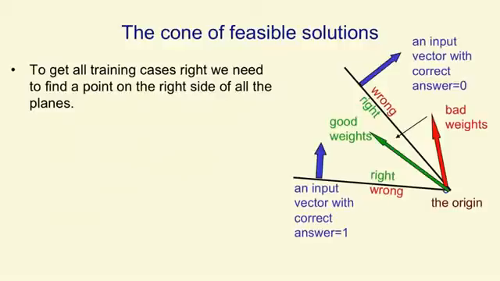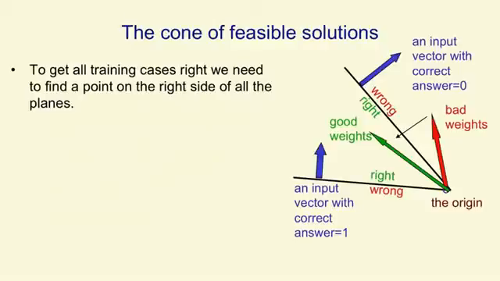I've moved the input vectors over so we don't have all the vectors in quite the same place. And now you can see that there's a cone of possible weight vectors, and any weight vectors inside that cone will get the right answer for both training cases. Of course, there doesn't have to be any cone like that. It could be there are no weight vectors that get the right answers for all of the training cases. But if there are any, they'll lie in a cone.